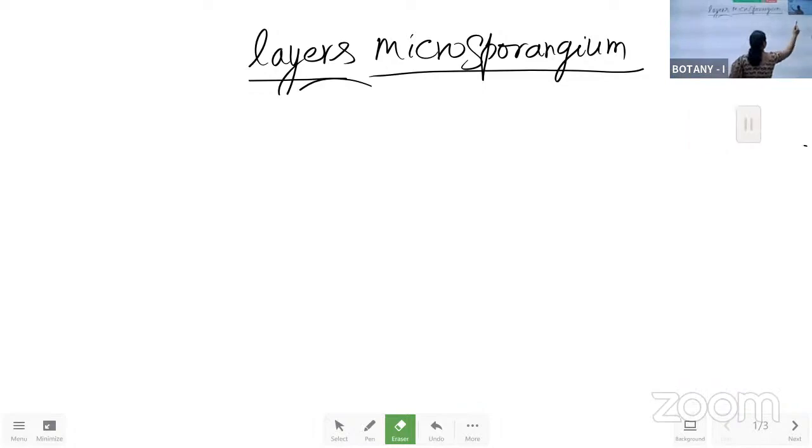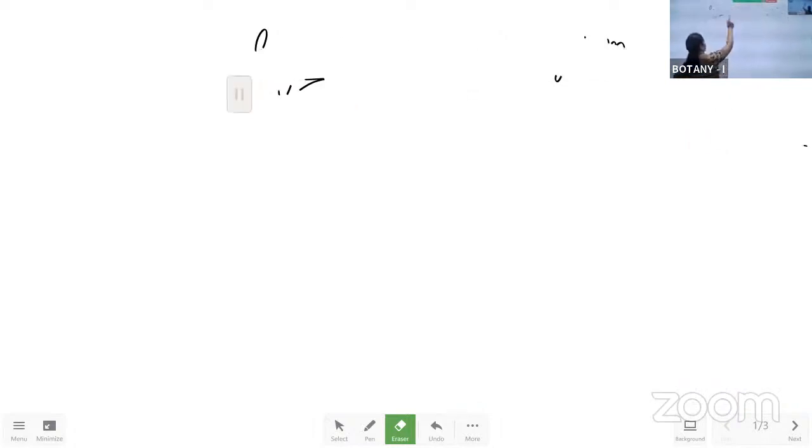Then what to write? And if they are asking the question like this: define fertilization and describe the double fertilization occurs in the angiospermic plants. Anything they can ask in this question. That is the third LAQ from this chapter.